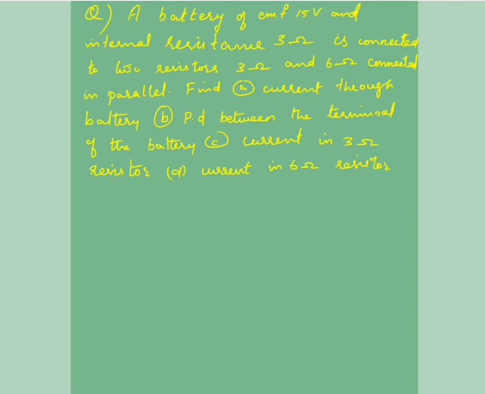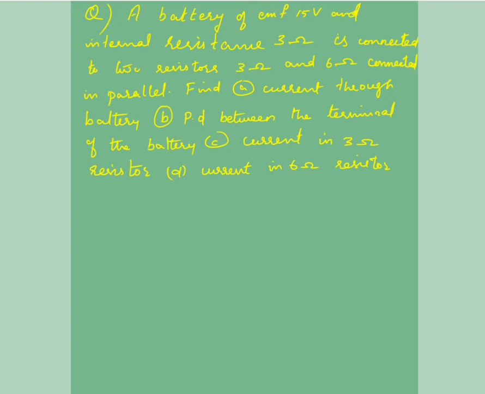First question: a battery of EMF 15 volt and internal resistance 3 ohm is connected to two resistors, 3 ohm and 6 ohm, connected in parallel. Find the current through the battery, the potential difference between the terminals of the battery. Then question C is the current in the 3 ohm resistor, and the last one is the current in the 6 ohm resistor.